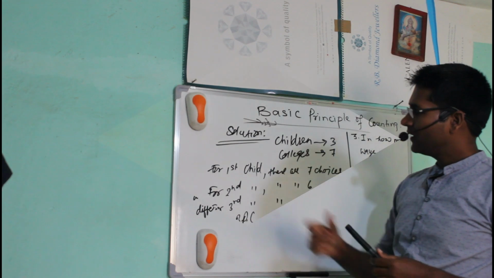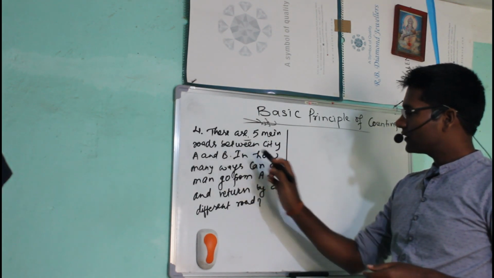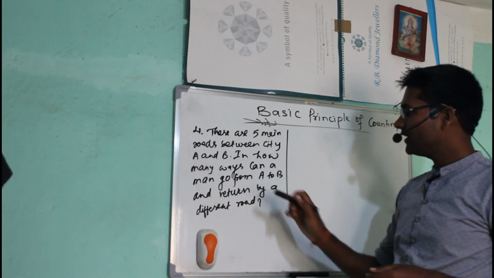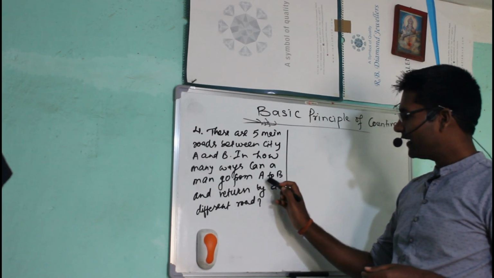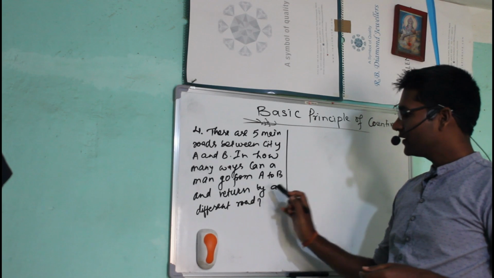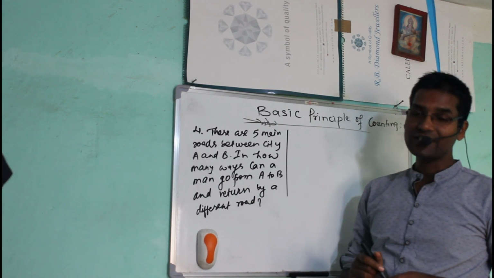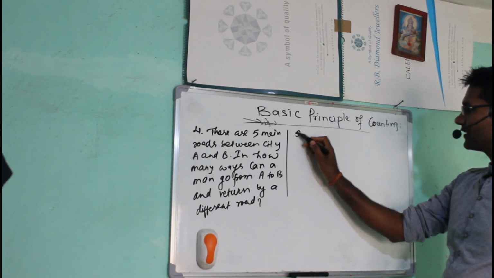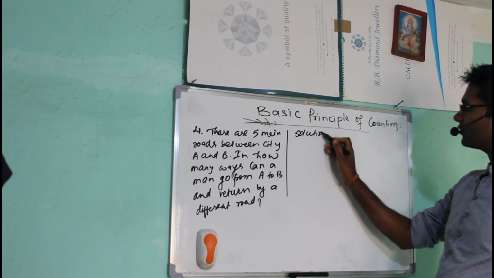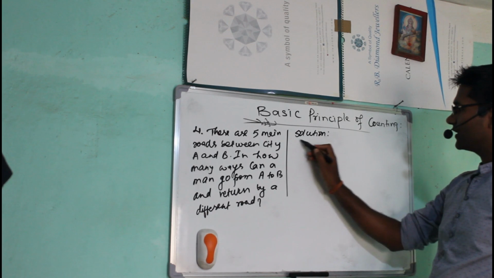Thank you so much. There are 5 main roads between city A and city B. In how many ways can a man go from A to B and return by a different road? This is our question. Okay, so again, let's solve this. To solve this, let's talk about the choices. The solution is here.